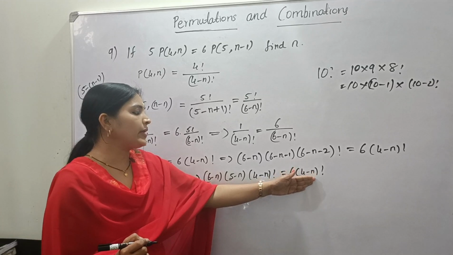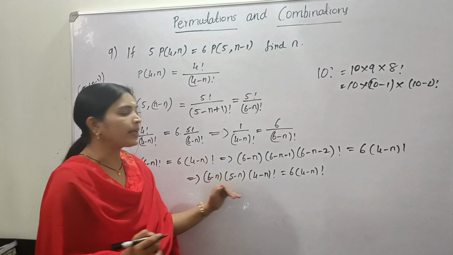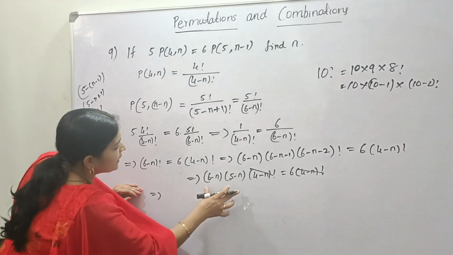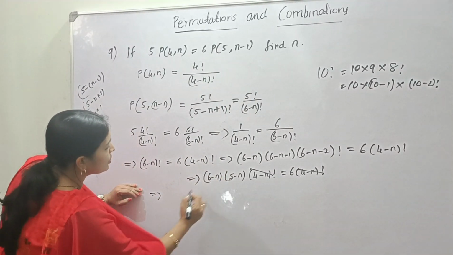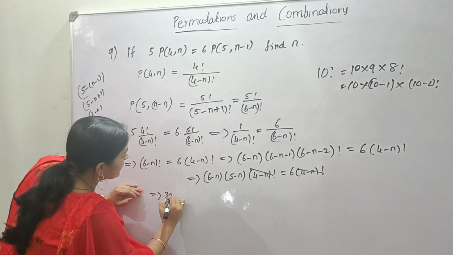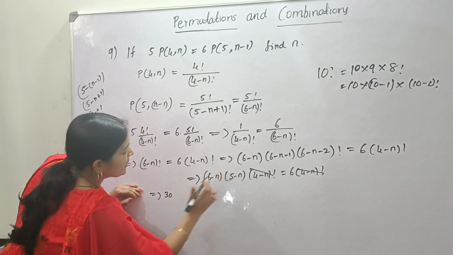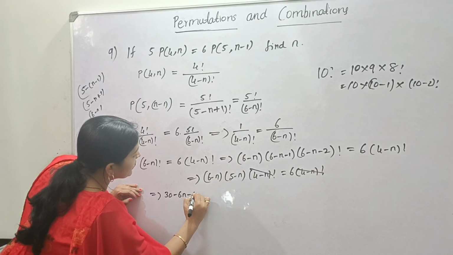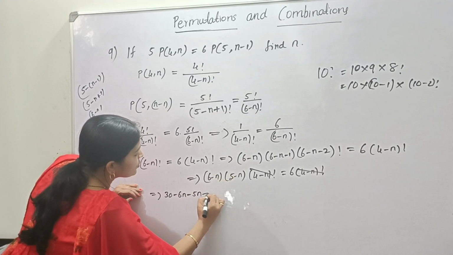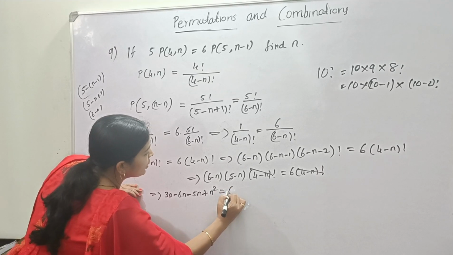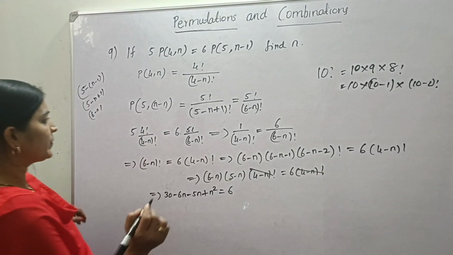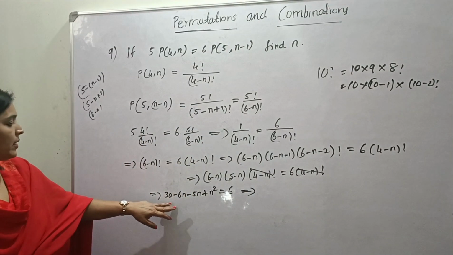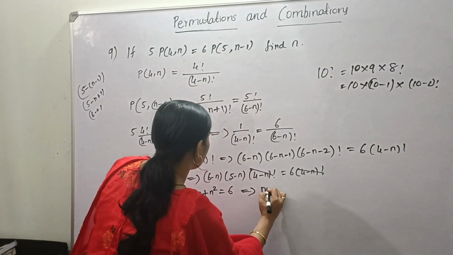See, this (4 minus n) factorial cancelled. Okay, that implies here multiply these two. So 6 into 5, 30, 6 into minus n, minus 6n, minus n into 5, minus 5n, minus, sorry, plus n square, that is equal to 6. Okay, that implies, see here it will be n square.